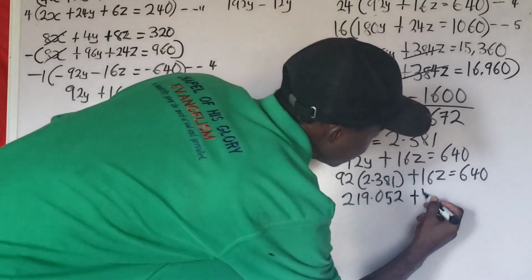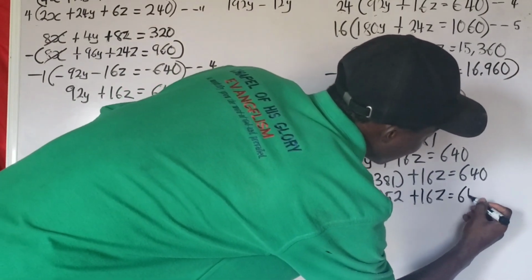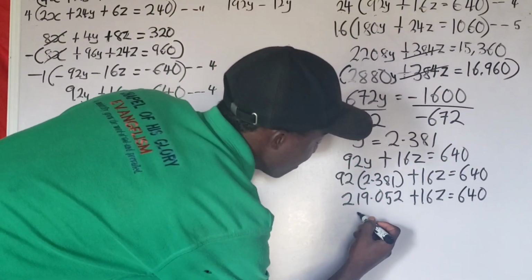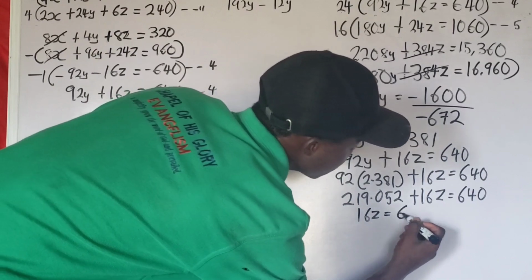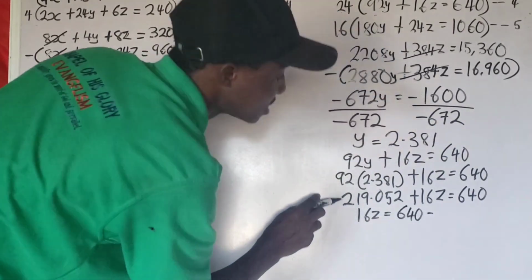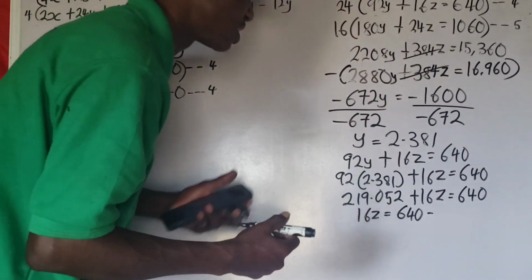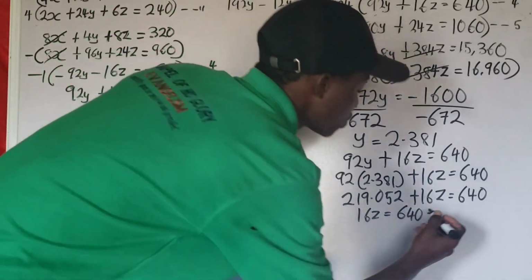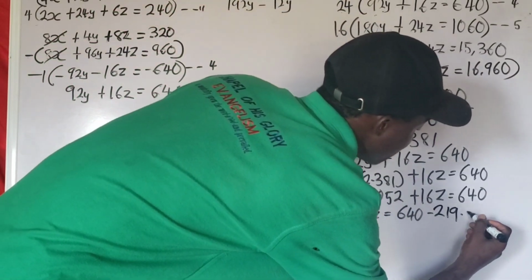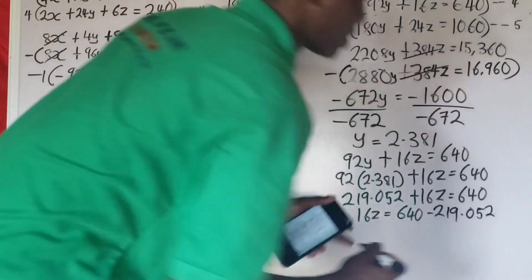219.052 plus 16z is equal to 640. So I'm going to collect like terms. I'm going to have 16z is equal to 640 minus 219.052, because when it goes to the other side of the equation, it will change to a negative sign. Do you understand it to this point?